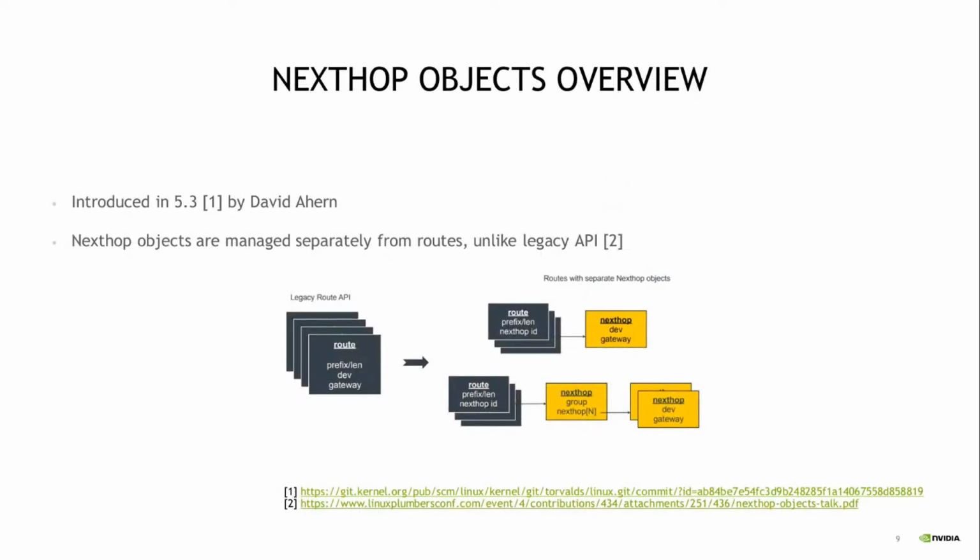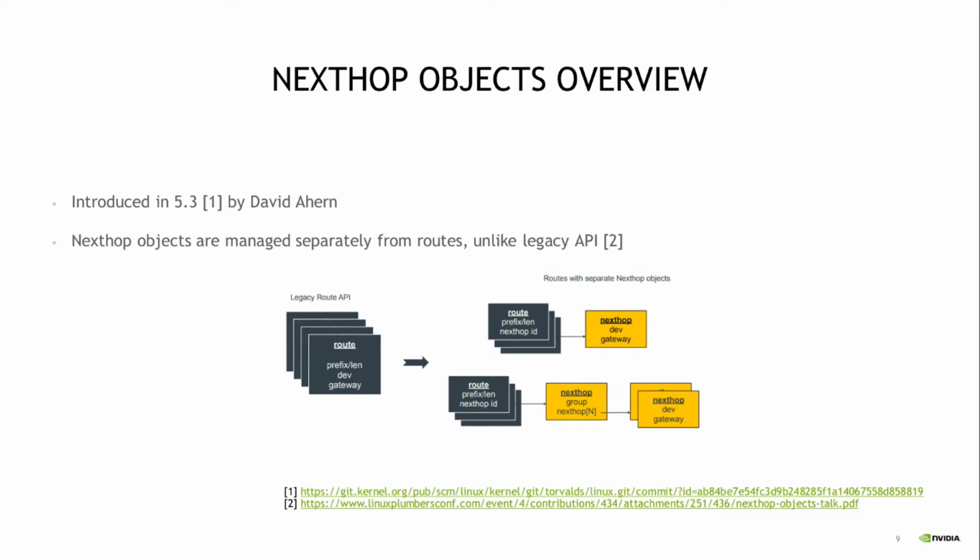A short overview about NEXTHOP objects, which, like I previously mentioned, is the kernel infrastructure on which resilient NEXTHOP groups are based on. It was introduced in kernel 5.3 by David Ahern, and its main selling point is that NEXTHOP objects are managed separately from routes, unlike in the legacy API that you are mostly familiar with.